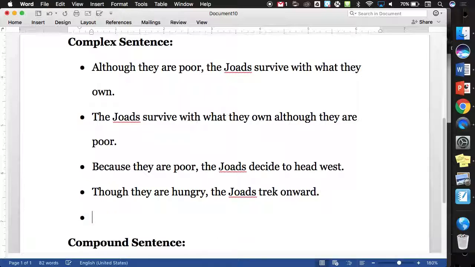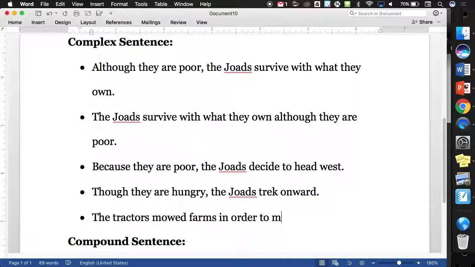Emma? The tractors moved down farms in order to make way for... So the tractors mowed. You said in order to? And then I forget what that part was. Make way for new land. Okay. Same thing, wouldn't need a comma if I switched it. And this would be one that you could flip. In order to make way for new land, comma, the tractors mowed farms.